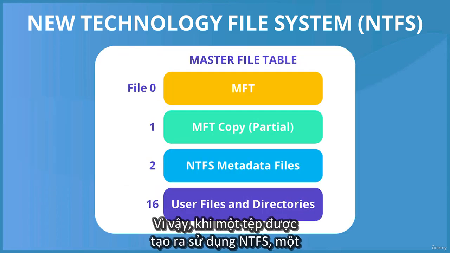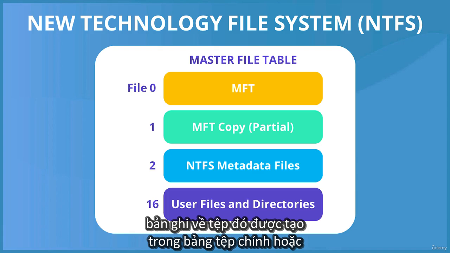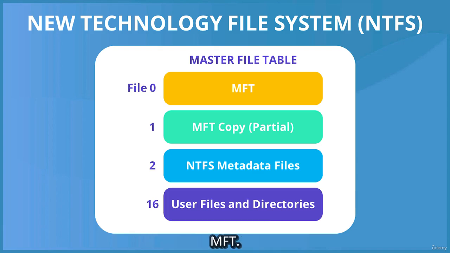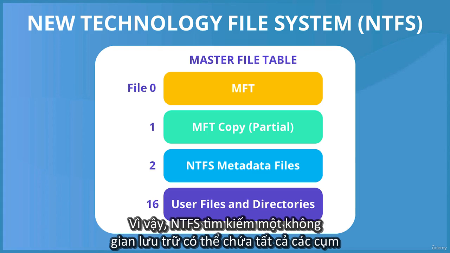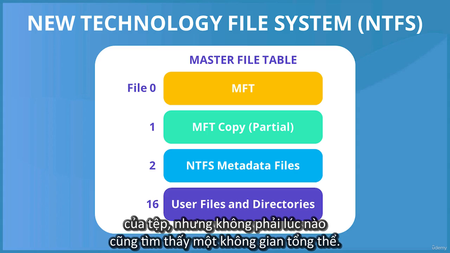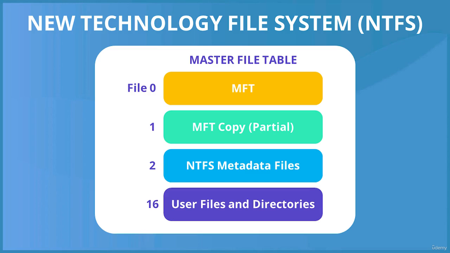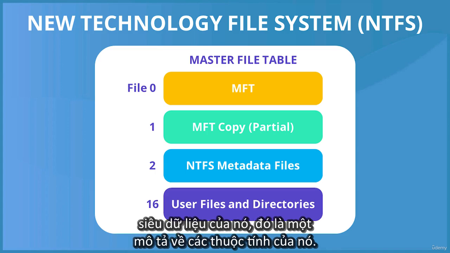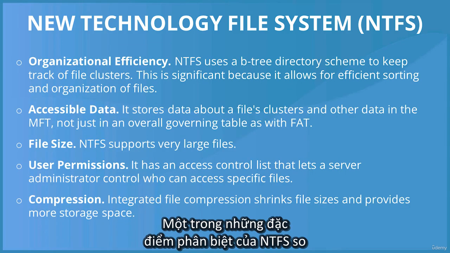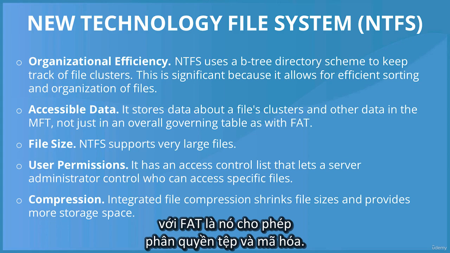So when a file is created using NTFS, a record about that file is created in the master file table, or MFT. The record is used to locate a file's possibly scattered clusters. So NTFS looks for a storage space that will hold all the clusters of the file, but it isn't always able to find one space altogether. Now, along with its data content, each file contains its metadata, which is a description of its attributes. One of the distinguishing characteristics of NTFS compared to FAT is that it allows for file permissions and encryption.